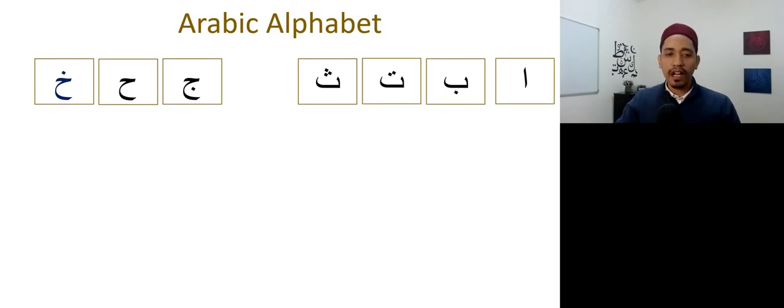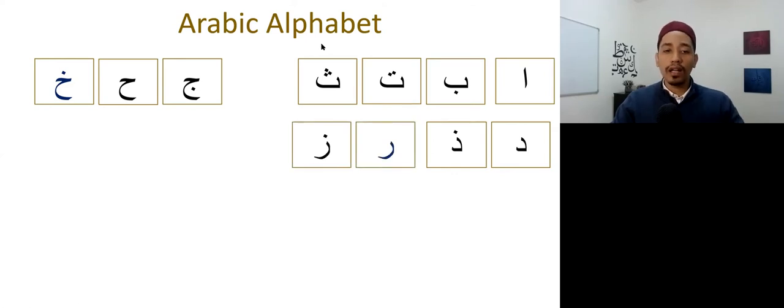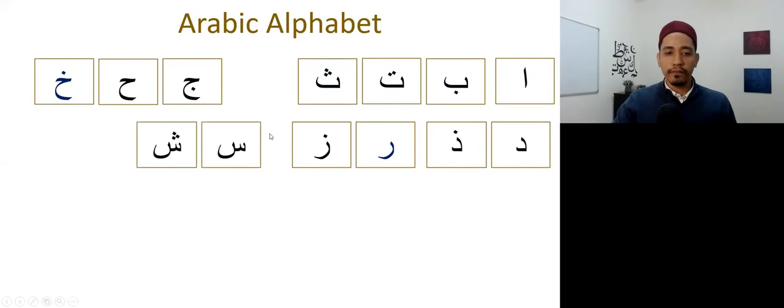Okay. Jim, Ha, Kha. Jim was simple. Ha, a simple letter, comes from the throat. And we spoke about the Kha. The Kha was the first letter we spoke about that has the full sound. Kha, A, Kha. Jim, Ha, Kha. Then we've done the Dal and the Dhal. Very simple. Then the Ra and Zay. The Ra, the second letter which is full. Ra, Zay. Right? So the other two letters were Sin, Sheen. Very simple letters. Sin, Sheen.